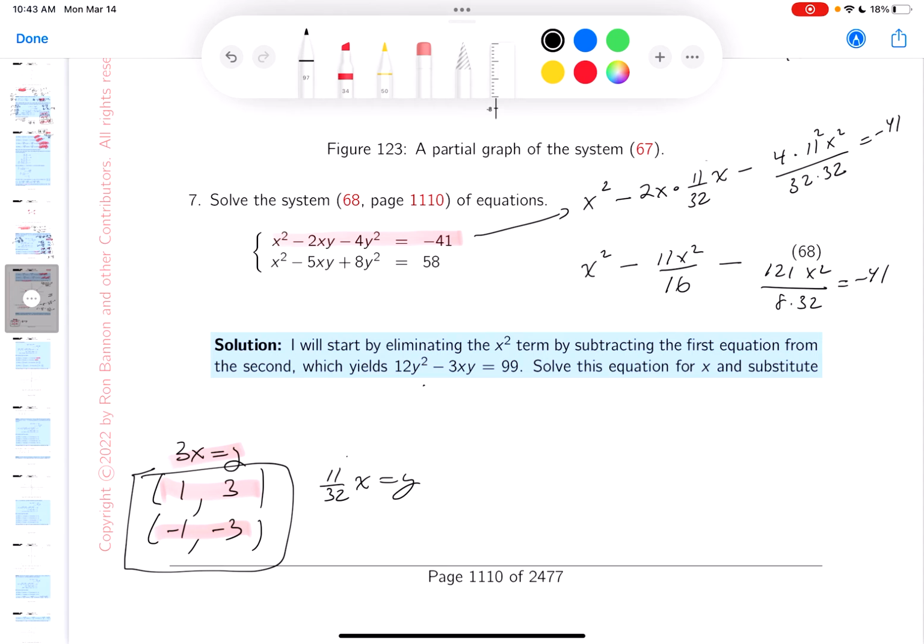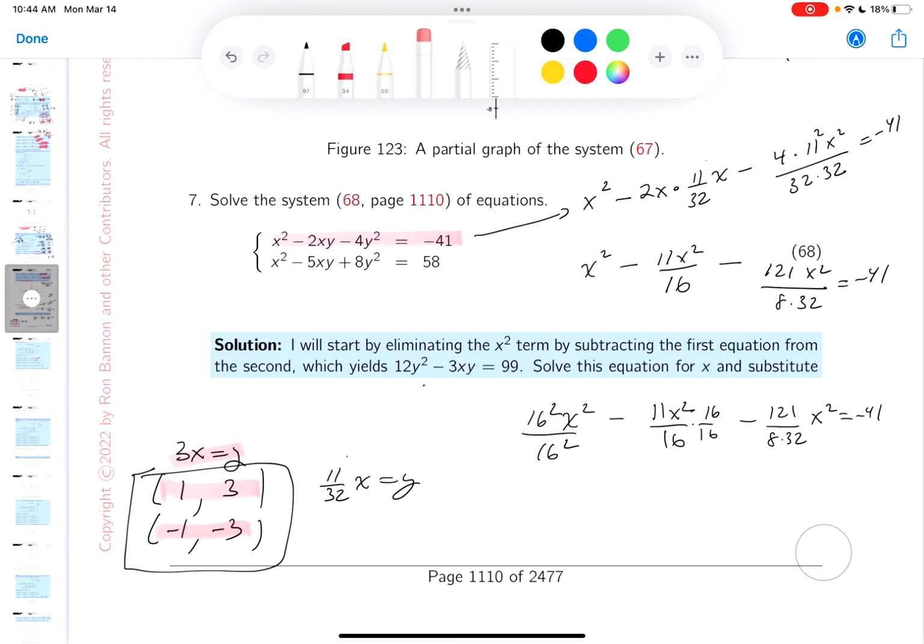And let's take a look at that. x squared minus 11x squared over 16. Let's see, minus 121, 8 times 32, x squared equals minus 41. I'm going to common denominator. And I'm going to say, it looks like I need, let's see, 8 times 32 is really 8 times 2 times 16. So I'm going to need a 16 here. Right? And what do I need over here? 16 squared, 16 squared.